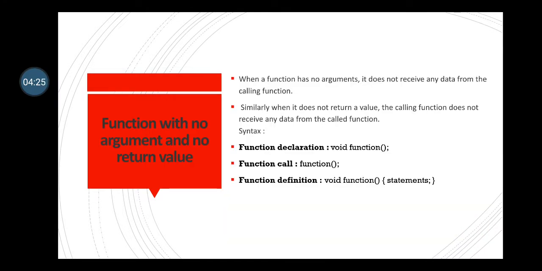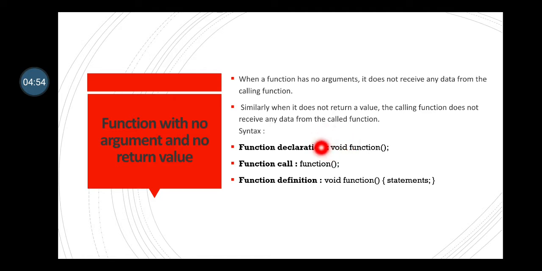Next, function with no argument and no return value, this is the first type. That means the function has no arguments and it does not receive any data from the calling function. Similarly, when it does not return a value, the calling function does not receive any data from the called function. That means it does not receive any data in the form of parameters, and it does not return anything, that is void.